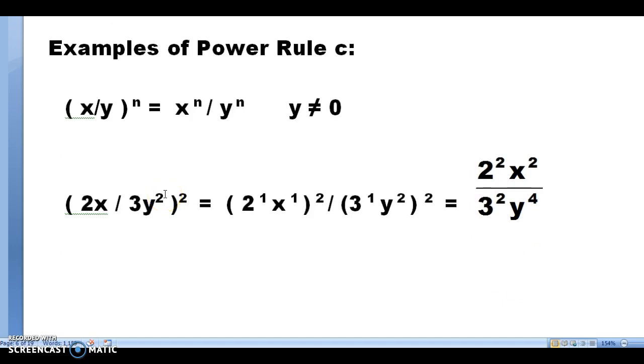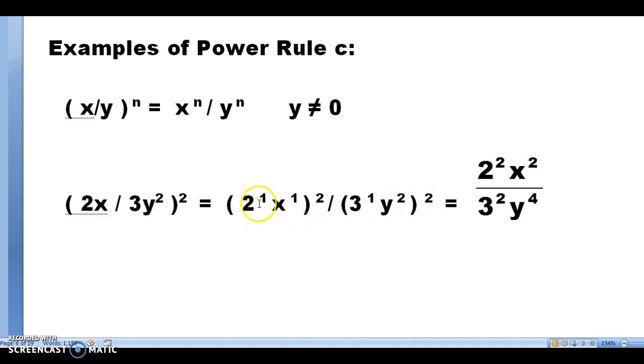The 3rd power rule involves a fraction, and when you have a fraction, it says you take the top to the exponent and you take the bottom to the exponent. Again, the bottom can't be equal to a 0. So 2x divided by 3y to the 2nd power, and in this example, all of this, the 3y to the 2nd, should be on the bottom. So it's going to be 2 to the 1st, x to the 1st to the 2nd power, and on the bottom, it's going to be 3 to the 1st, y to the 2nd to the 2nd power.